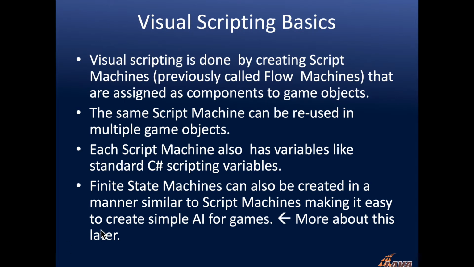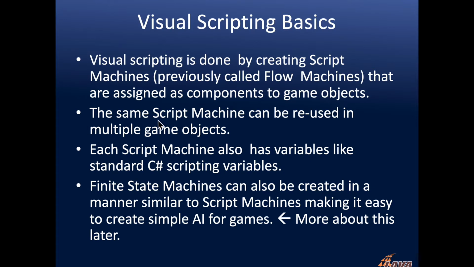Okay, let's talk about some basics before we actually dive into each of the nodes and what they do. As I mentioned before, visual scripting is done by creating script machines. Previously, if you watch some other YouTube videos, you might hear them being called flow machines. That's because in the old vernacular, in Bolt, script machines were called flow machines. And these script machines are assigned to components, to game objects.